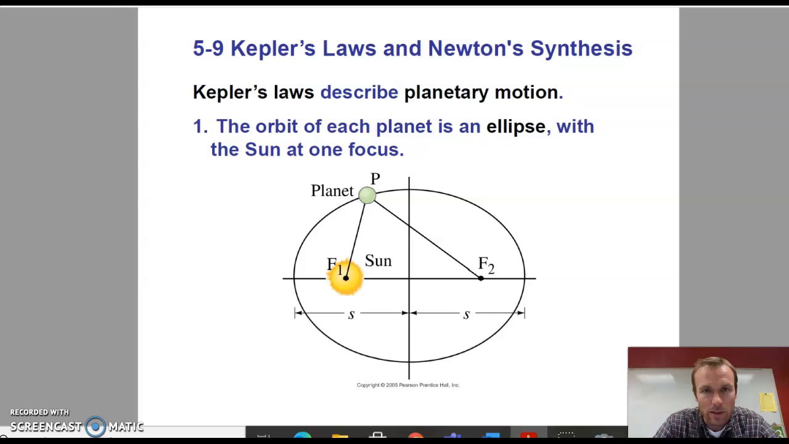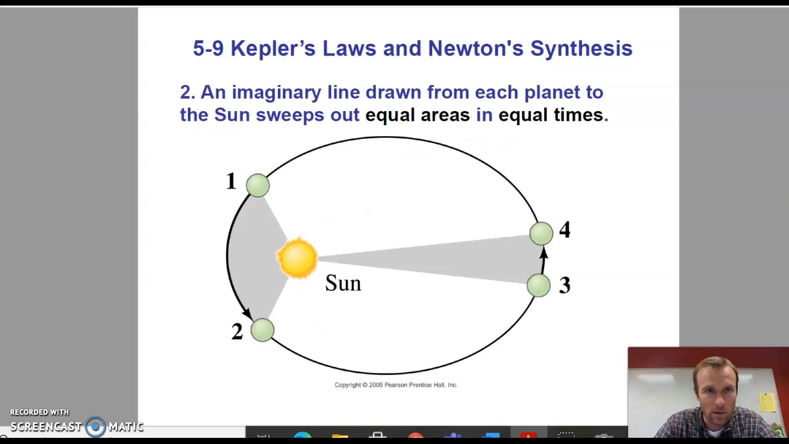First one is that planets orbit in ellipses, not circles. An ellipse has two foci, which are sort of like the center of the ellipse, but there's two of them around which the planets orbit. So that one's pretty straightforward. Our lab this week is going to delve into that in a bit more detail.